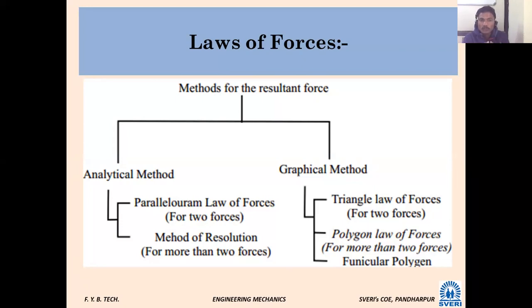While solving any problem, when we want to find the resultant of a force system, there are two methods. One is the analytical method, another one is the graphical method. You might have heard of the graphical method somewhere in your 11th, 12th. Maybe in your physics, if I'm not wrong, you might have performed certain practicals and gone for certain results.